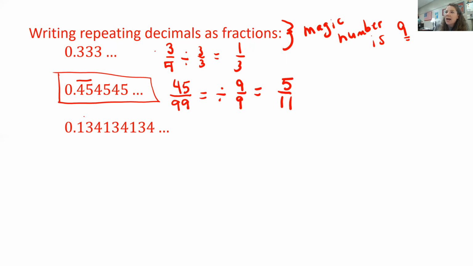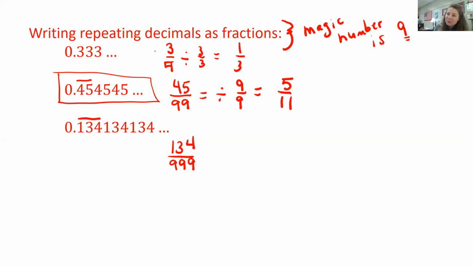All right, now we have 3 numbers that repeat in a pattern, 1, 3, 4, 1, 3, 4, 1, 3, 4. So what do you think? How many 9s are we going to end up with? We're going to end up with 3 9s. Okay, so I don't know if I can simplify that.